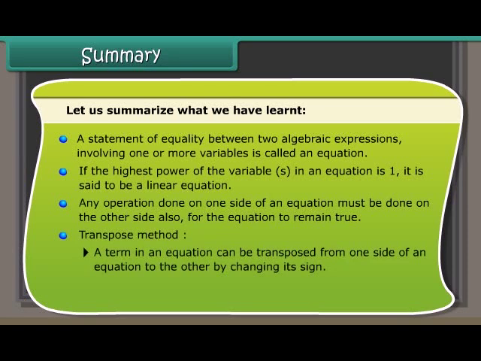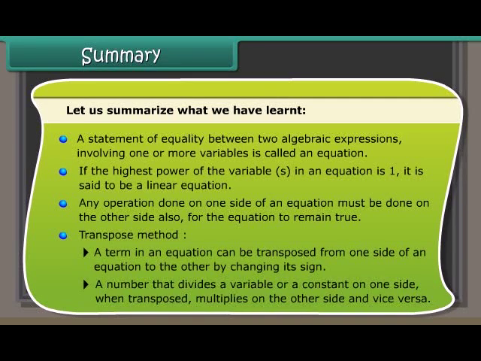Transpose method. A term in an equation can be transposed from one side of an equation to the other side by changing its sign. A number that divides a variable or a constant on one side when transposed multiplies on the other side and vice versa.